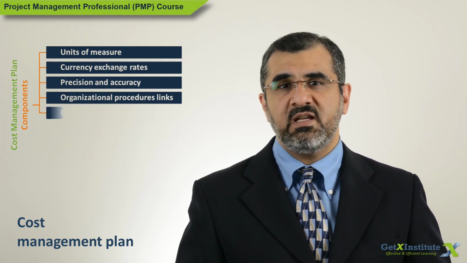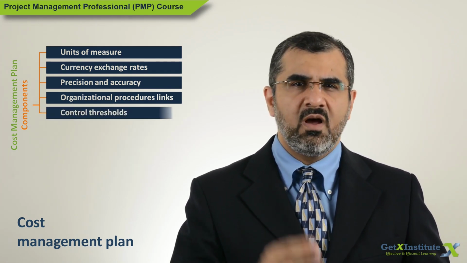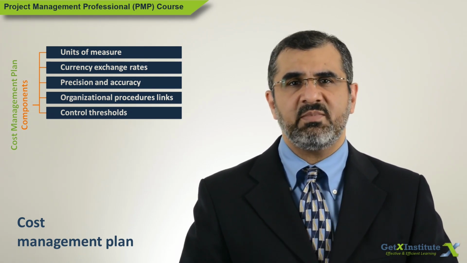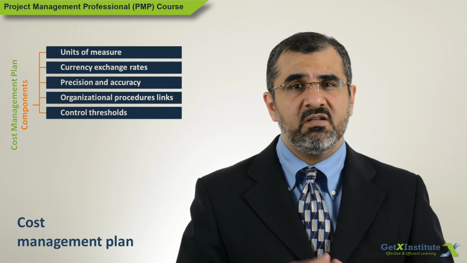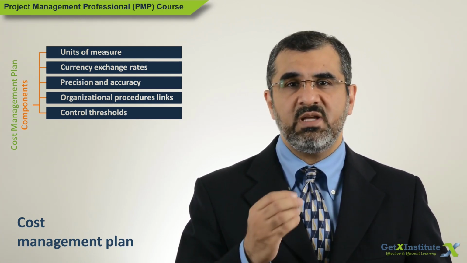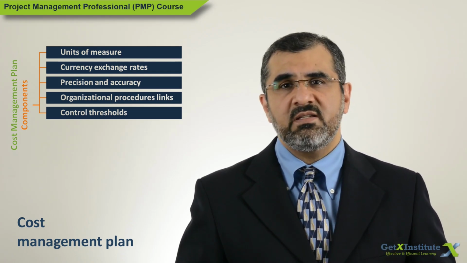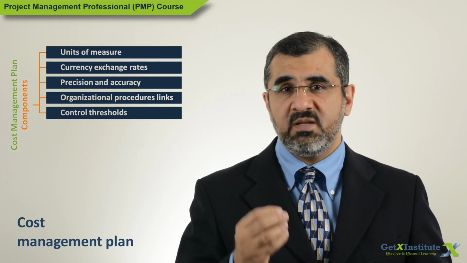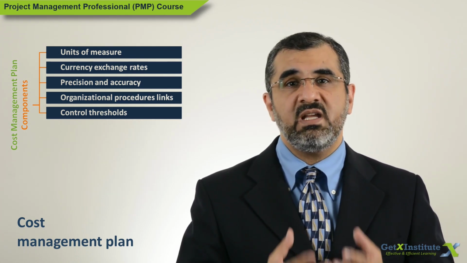Then sixth factor is control thresholds. How much variation in actual cost compared to the baseline is acceptable? Any variation outside that acceptable range means the cost baseline needs to be adjusted, so a change request will have to be put in. The thresholds are typically established based on percentage deviation.